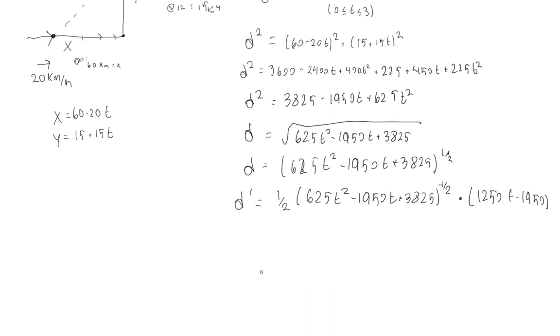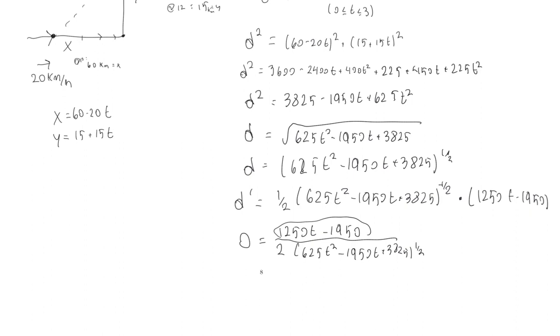I'm going to set it equal to 0. Also, when I do that, I'll rewrite this as a fraction. So I'll say this is 1250t minus 1950, and I'll put the negative 1/2 power on the bottom as a 2, over that to the positive 1/2. Because this equals 0, we can just take this part and set that equal to 0.